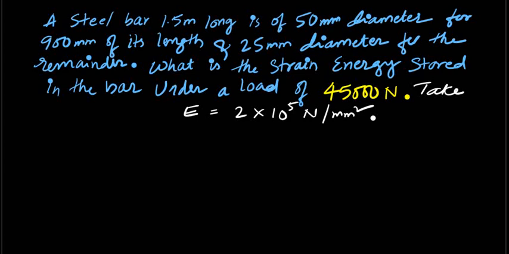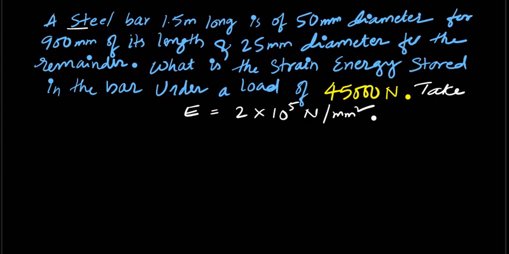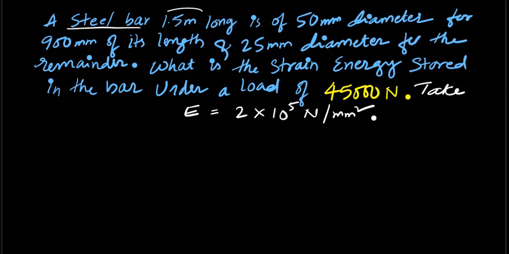So dear student, now you can see the question on the screen. The question is related to strain energy. Here we have a steel bar, and the total length of the bar is 1.5 meter. It means 1500 millimeter is the total length.